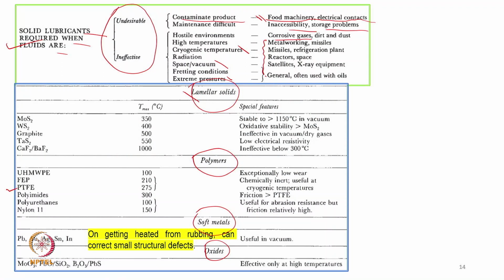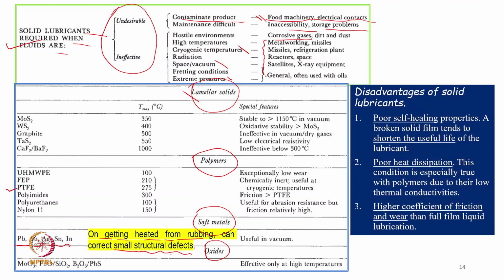I also mentioned that soft metals, when they get heated during rubbing, develop hot spots, and then they can bridge some sort of cracks. So these materials have self-healing properties, and that should be utilized. However, there are a few disadvantages of solid lubricants. One of the major disadvantages is poor self-healing, poor heat dissipation, and a higher coefficient of friction compared to liquid lubricants. So these solid materials can handle it easily.